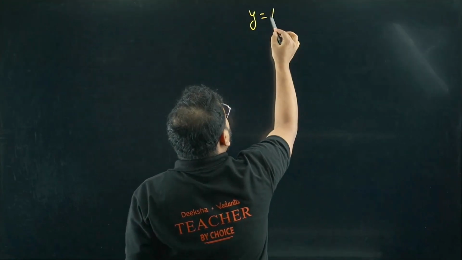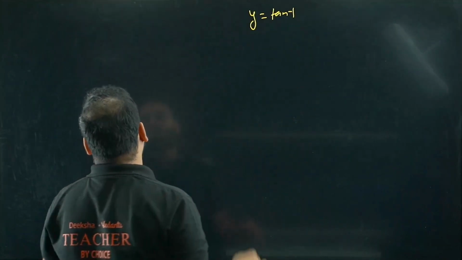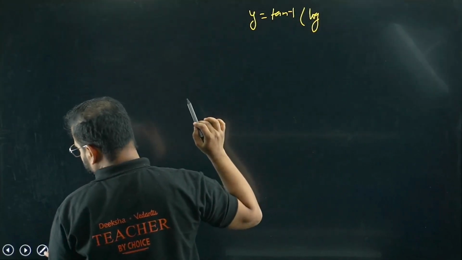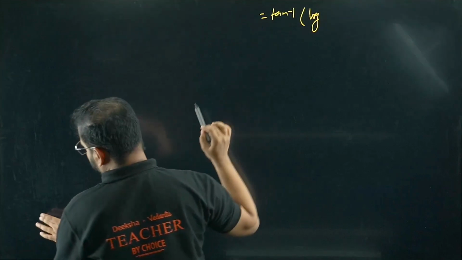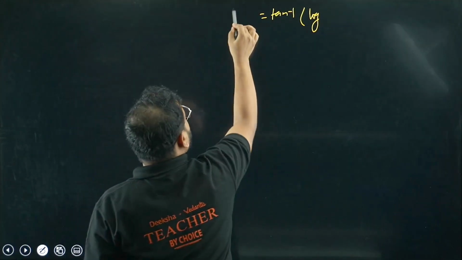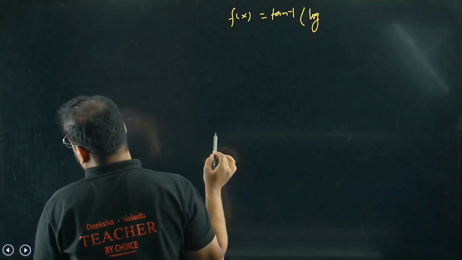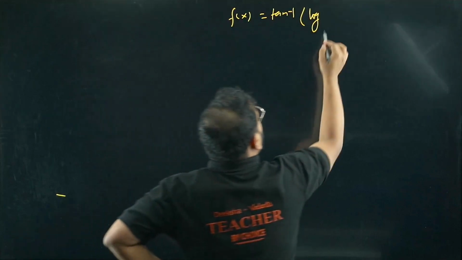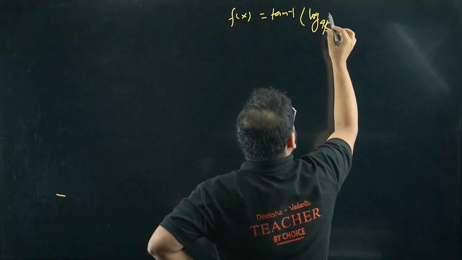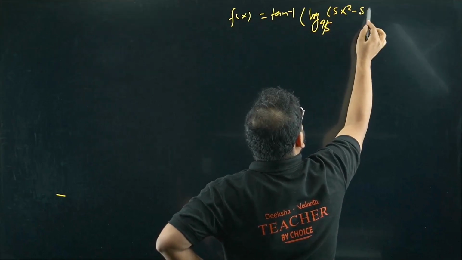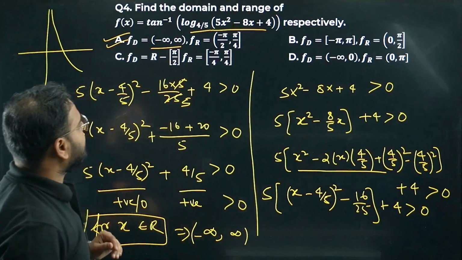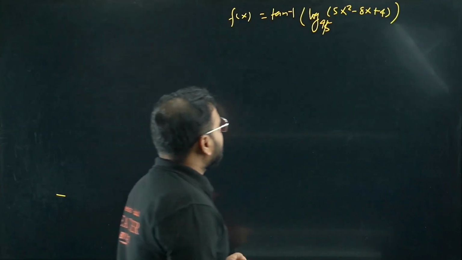What is the function? Write your function. y equals tan inverse of log. Okay, I don't have y over here, I have simply f(x). I think they have mentioned f(x) here, so I'll take f(x). What else do I have? Log base 4 by 5 of 5x square minus 8x plus 4. Am I right? Please just cross check once. Okay, this is correct. So for the range, we already have one condition.